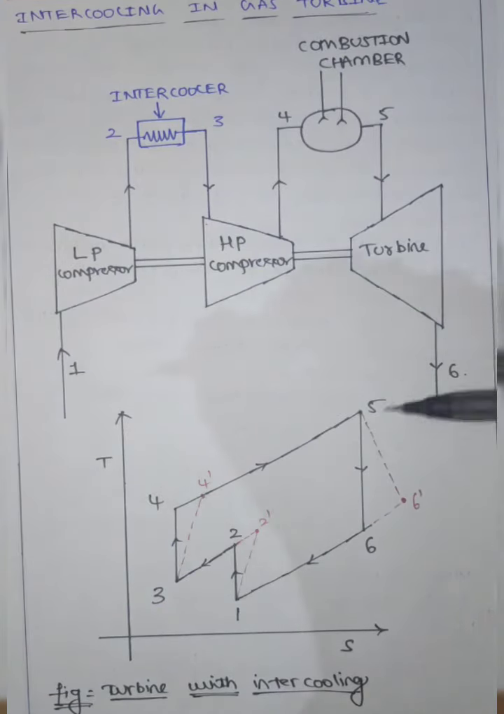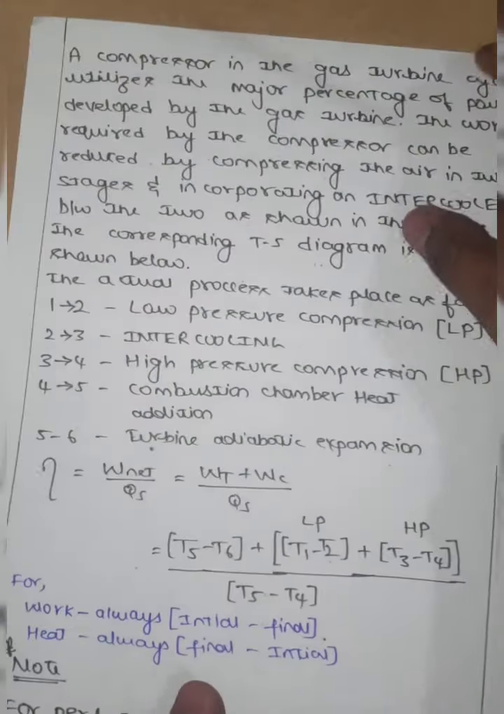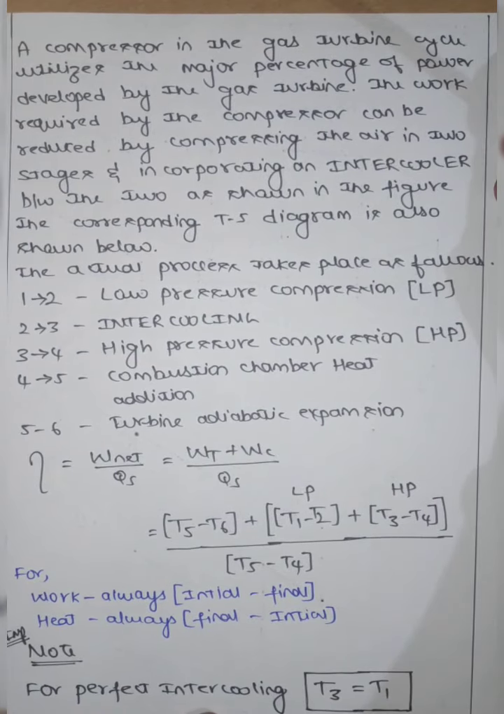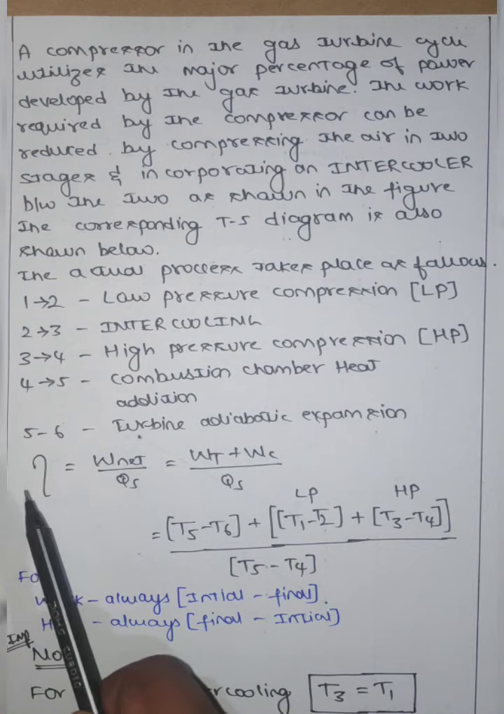Now, how do you calculate the efficiency of this? Efficiency is given by the net work divided by heat supplied. Remember, work done is always calculated as initial minus final, and heats are always calculated as final minus initial. Okay, so the work done, you can watch the equation on the next page. Meanwhile, you can take the notes as it is. Okay. So the net work divided by heat supplied gives the efficiency of the turbine.